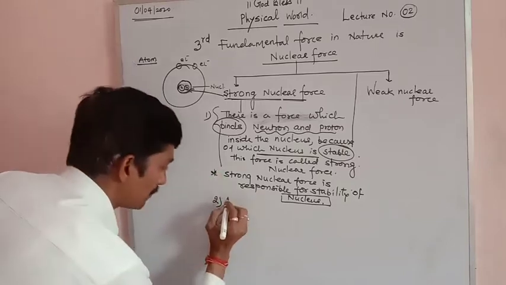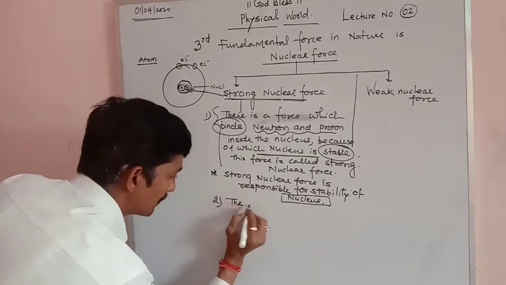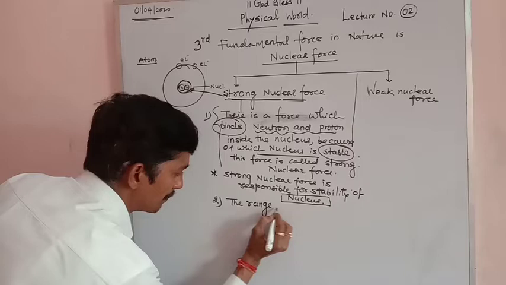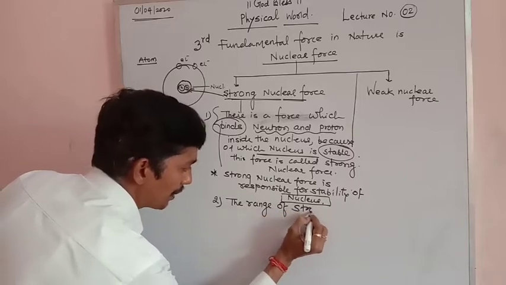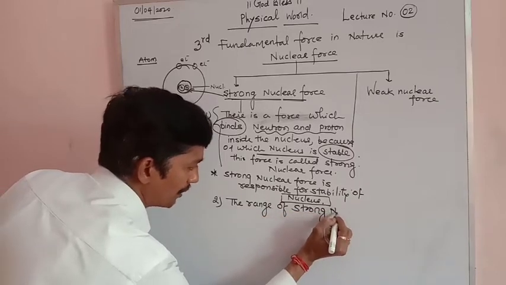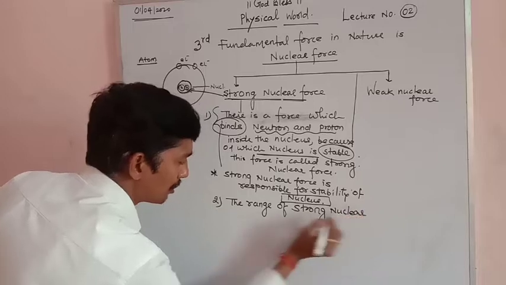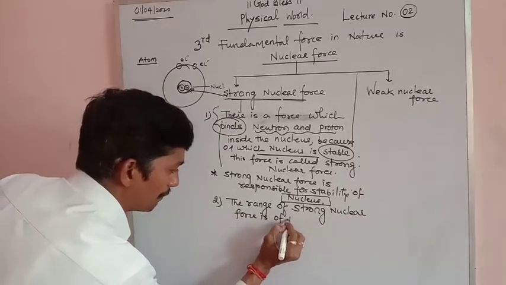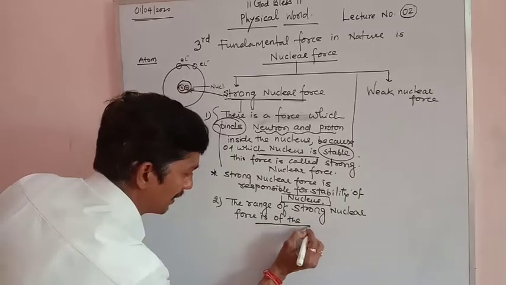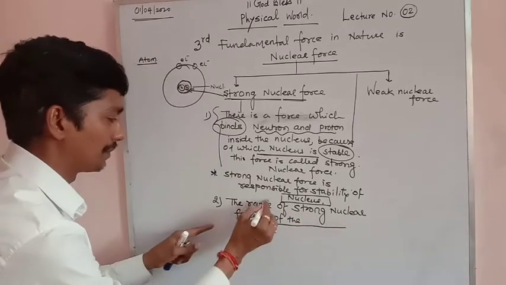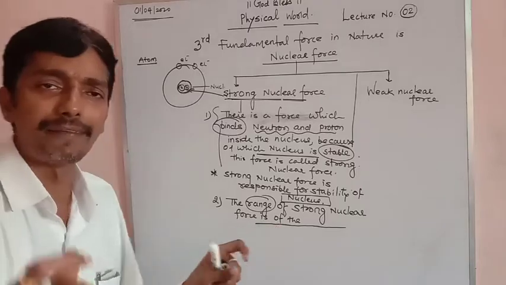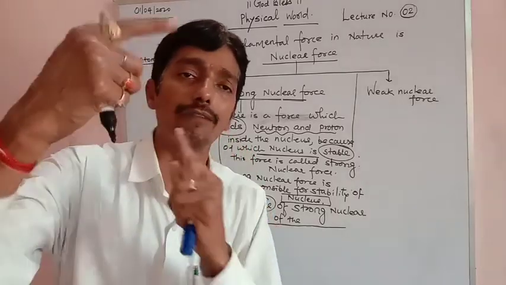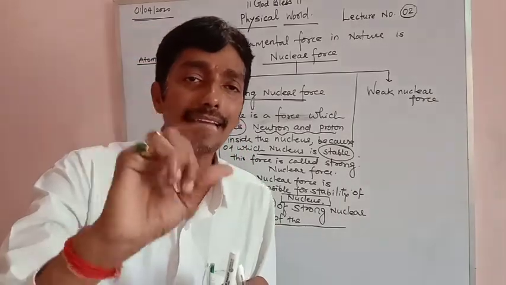The range of strong nuclear force is of the order of, my dear students, there is a method of writing the range. While writing the range, we write of the order of. Order of means we are writing near about.